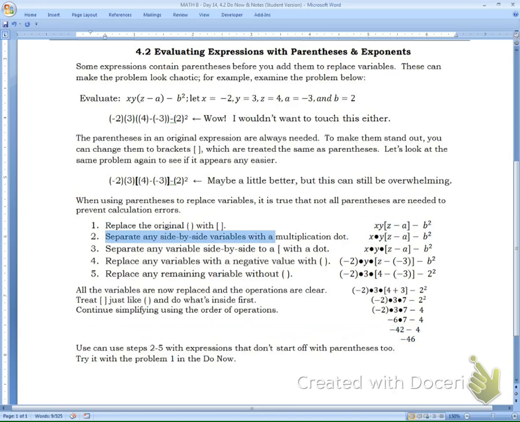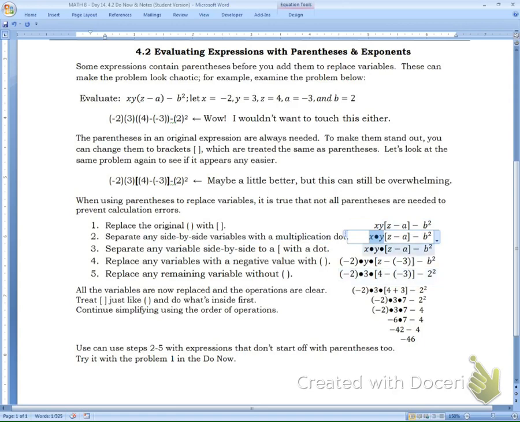Step 2, separate any side-by-side variables with a multiplication dot. So let me show you where that's at. In the problem right here, we have an x and a y that are side by side to each other. That means that the two variables are being multiplied. Just to make that very clear when we replace those variables, let's separate those two and put the multiplication dot in between.